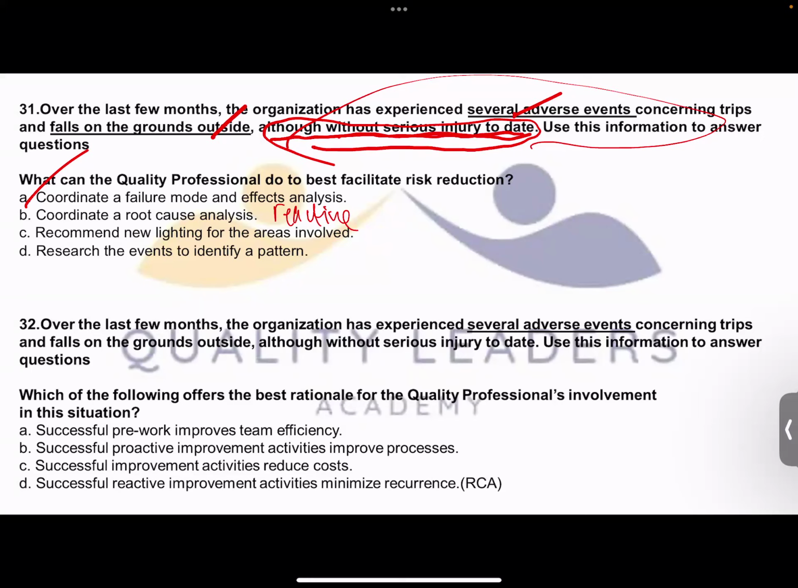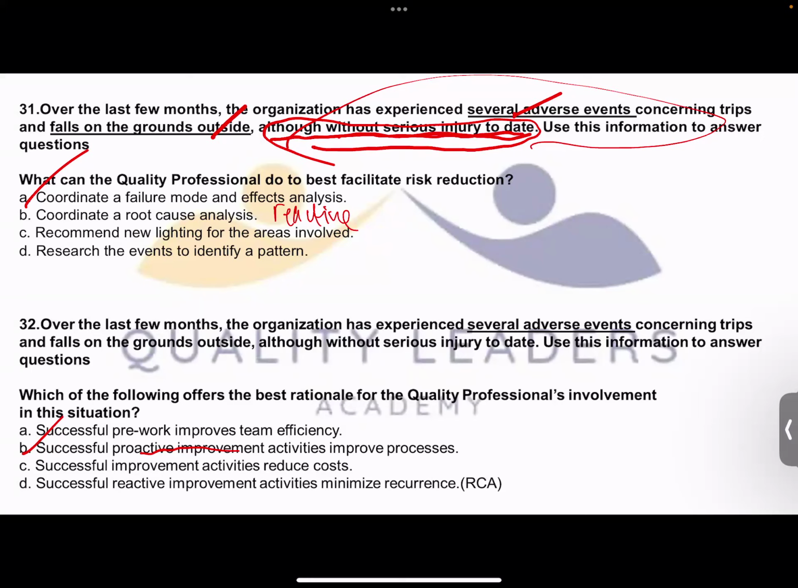What's the answer? B. Yes, it's letter B. In this situation, the focus should be more on the proactive improvement. Yes, that can prevent future incidents and enhance safety processes. Why not letter A? Because the focus in this scenario is on addressing the safety issues, not on team efficiency, which is not the primary concern for this question.